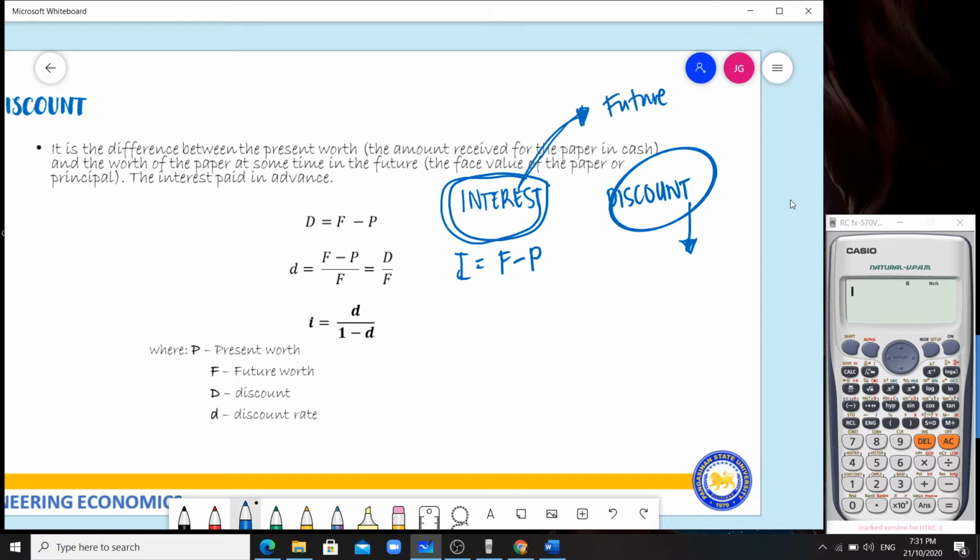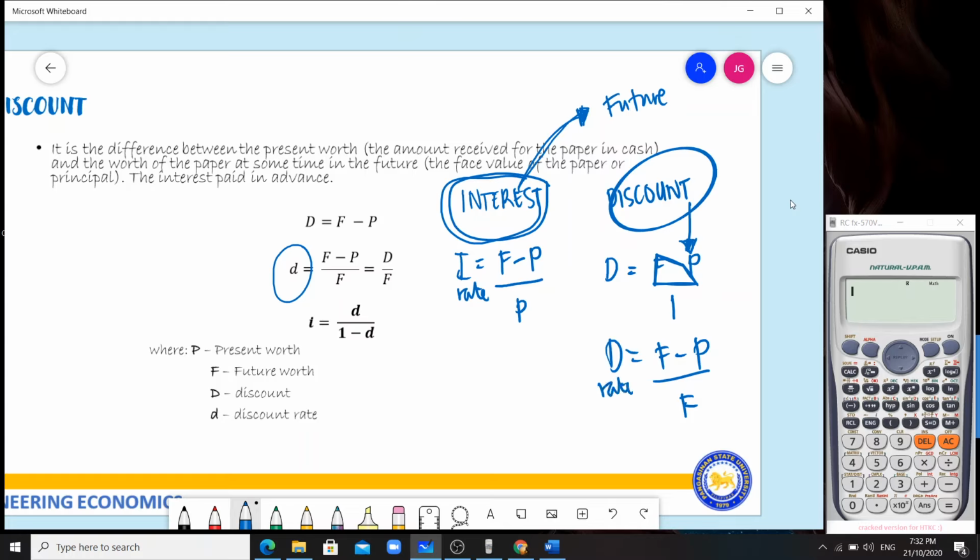So, pag sinabi rin nating interest, ito yung F minus P over P. Pag sinabi naman nating discount, ito yung F minus P over the future value. Okay? F minus P over the future value. Okay? So, ayan. Discount is future minus the present worth. Future worth minus present worth. Discount, discount rate. Okay, discount rate. Ito, interest rate. Ito ay discount rate. Interest rate. Discount rate. Okay.